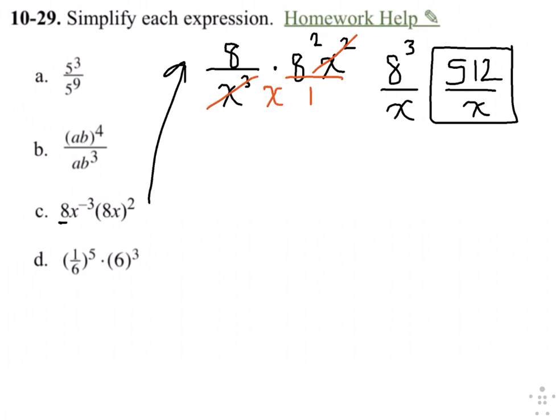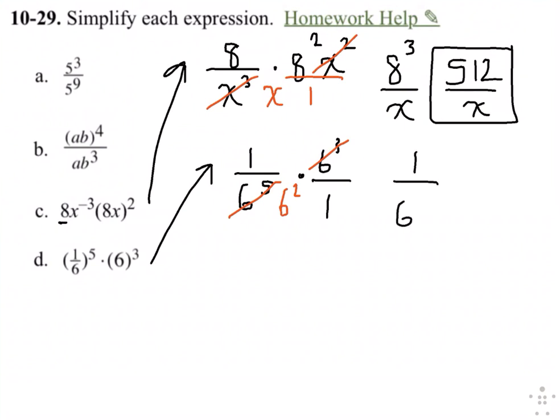The next one, d, right? We have 1/6 to the fifth, right? Which is 1 over 6 to the positive 5, right? 1 over 6 to the fifth. It's 1 to the fifth over 6 to the fifth. Times 6 to the third, right? Which is in the numerator, right? We can think of it like that. And we cancel, and I'm left with 6 squared in the denominator. So we're left with 1 over 6 squared, which is 1 over 36 in simplified form.